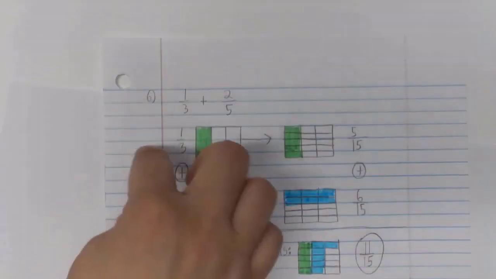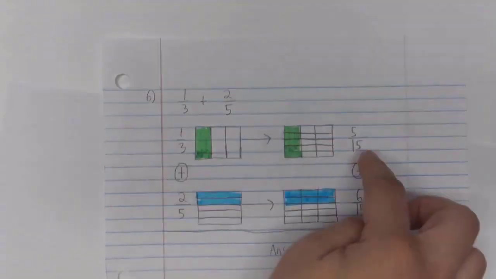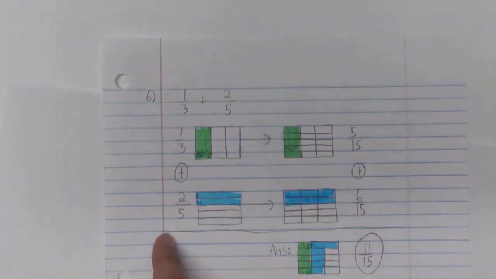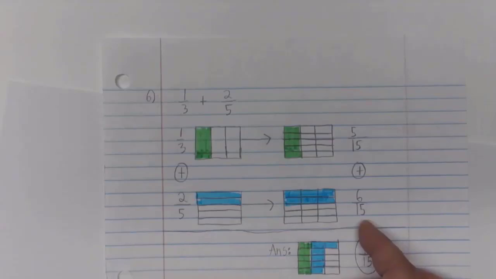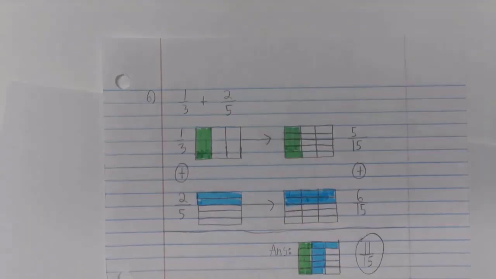So now you can see the equivalent fractions, like 1/3 is the same as 5/15, 2/5 is the same as 6/15, right? And then he said to add those green area and the blue area together. So that's how he found his answer. Okay, good job. All right. Who's next? 7.